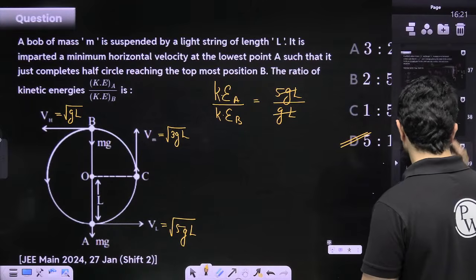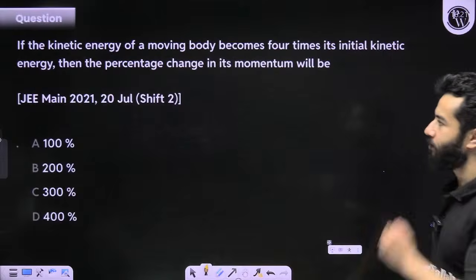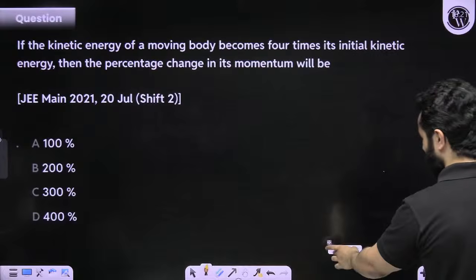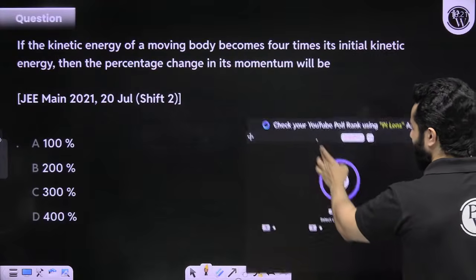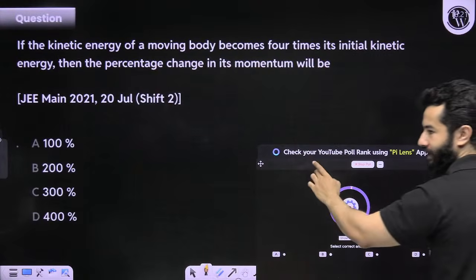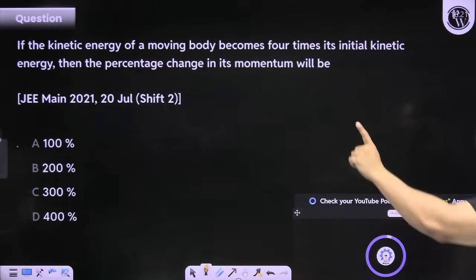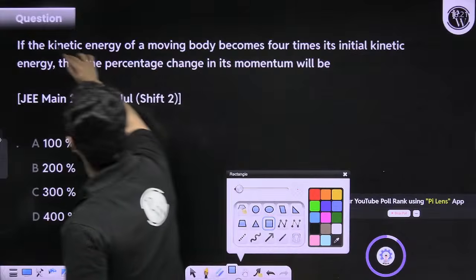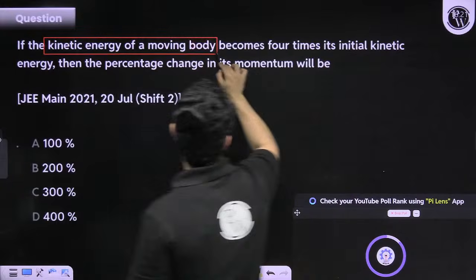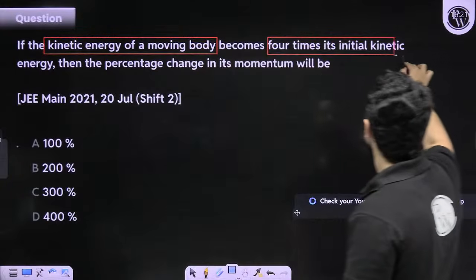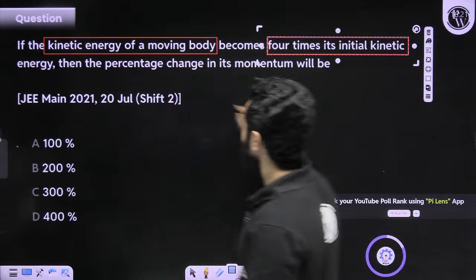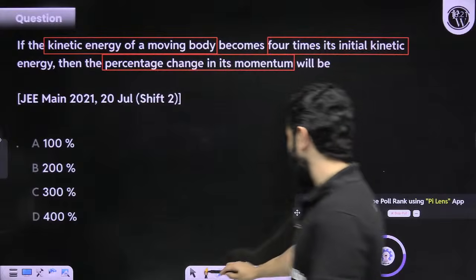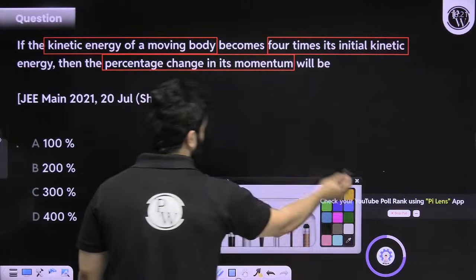All right, let's start this problem. If the kinetic energy of a moving body becomes 4 times its initial kinetic energy, then the percentage change in its momentum is? Please attempt the poll.